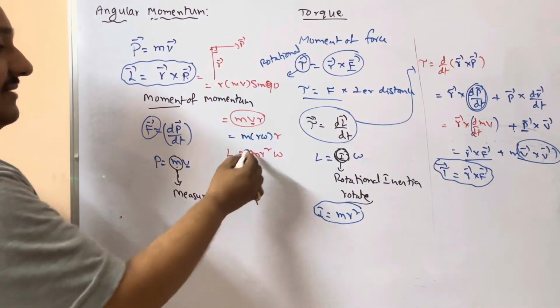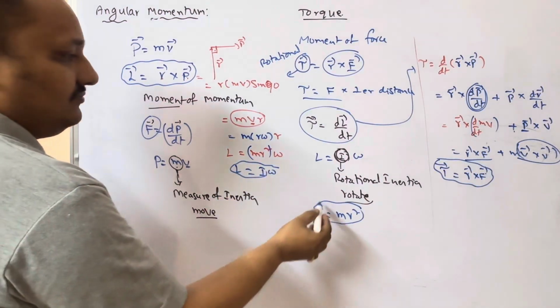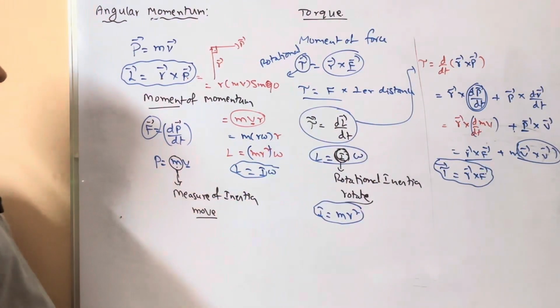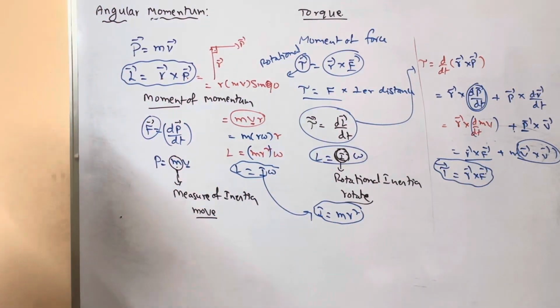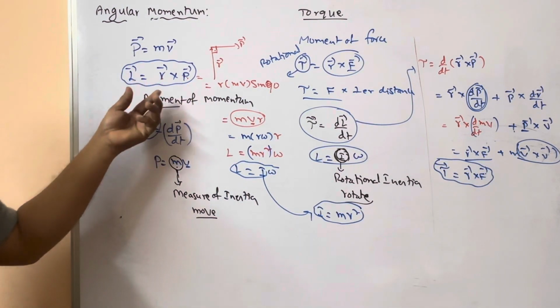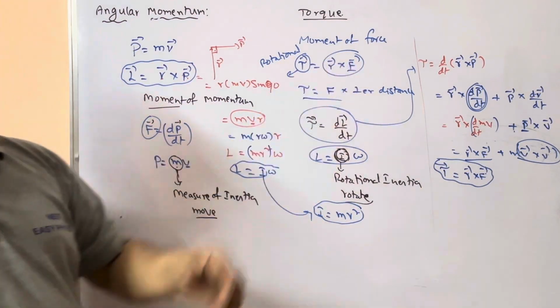So mr square can be written as I, and L is equal to I omega. I can be written as m r square. These are the equations, how we got them from the definitions. Moment of momentum is nothing but angular momentum. Moment of force is nothing but torque.